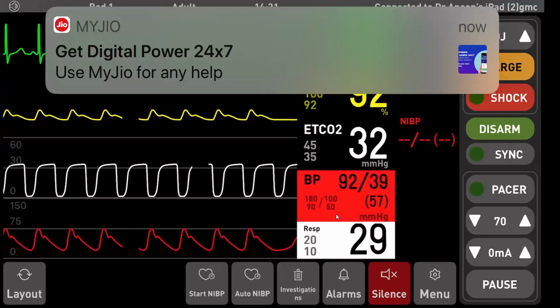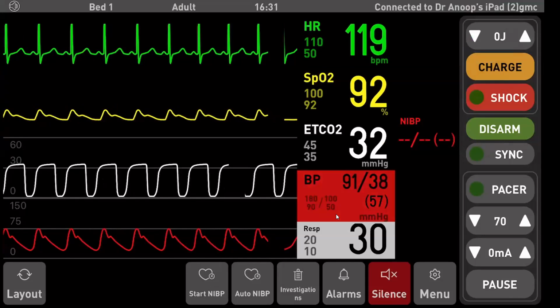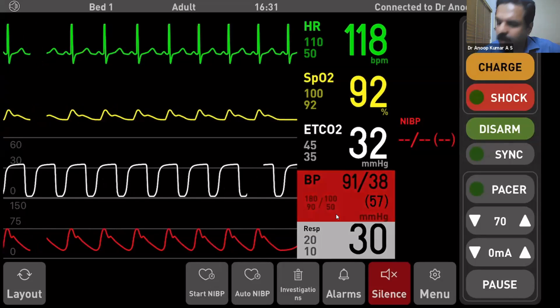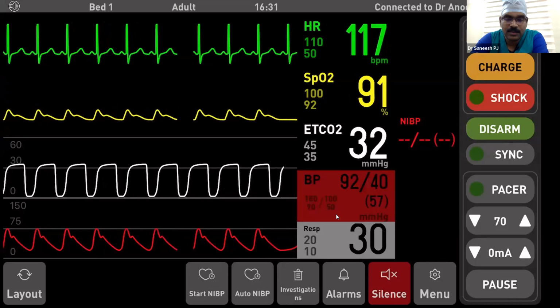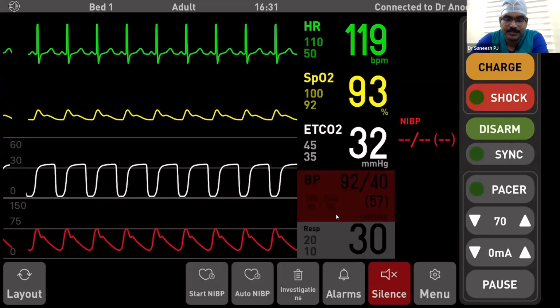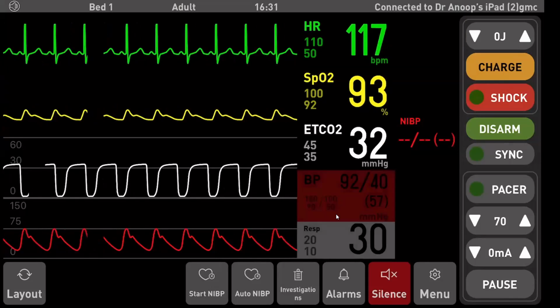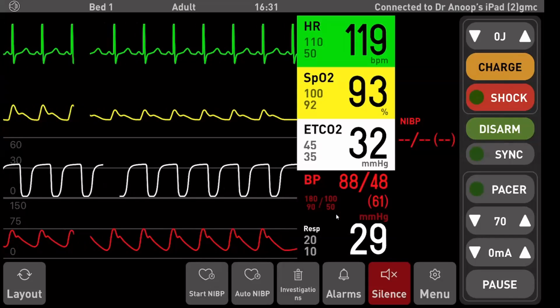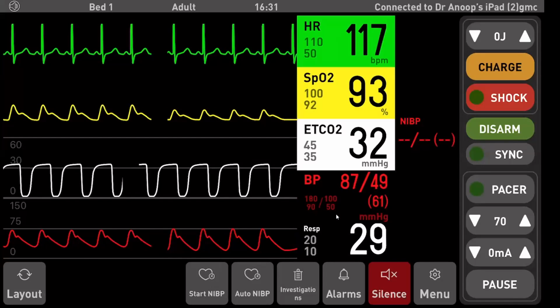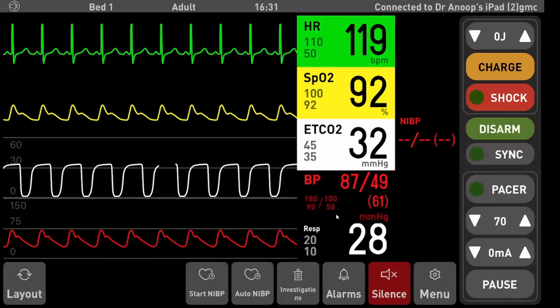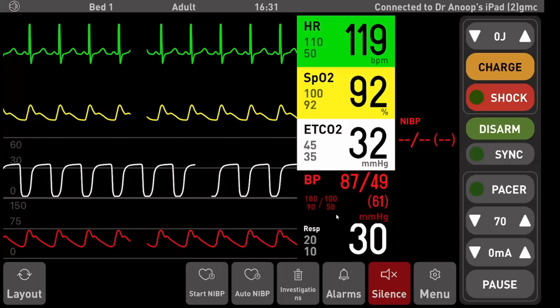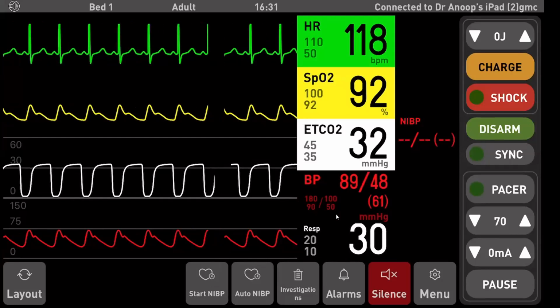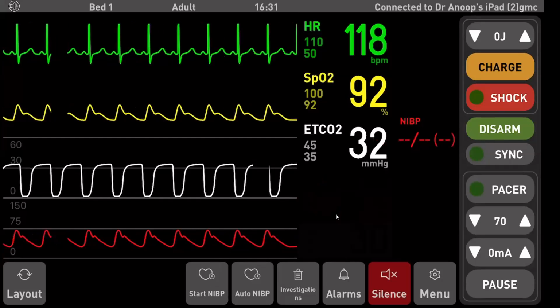I will increase the noradrenaline dose, sir. Okay, how much should I increase? It's now at 2 ml per hour. I will increase it to 4 or 5 ml, sir, depending on BP. I want mean arterial pressure above 65, and there should be adequate urine output. Accordingly, I will titrate the noradrenaline dose, sir.